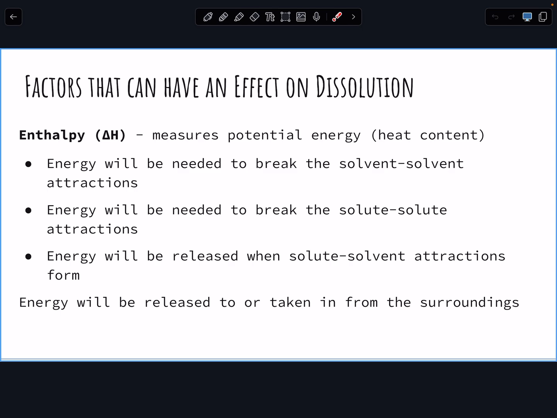The first is going to be our enthalpy, which we've talked a lot about, particularly in Unit 6, which is delta H. That measures your potential energy or your heat content of the reaction. Remember, energy is needed to break those solvent-solvent interactions when you dissolve something. So that would be like, say, the water to itself. Energy is going to be needed to break the solute-solute attractions, which is the salt to itself. And then energy will be released when you form those new solute-solvent attractions and put it into solution. So then overall, energy will either be released or be taken from your surroundings.